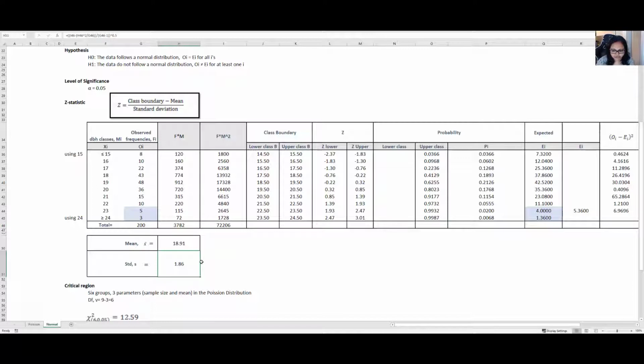If you are not sure, go back to the first assignment or lesson 2, and you will see how you calculated the standard deviation or mean using the frequency.